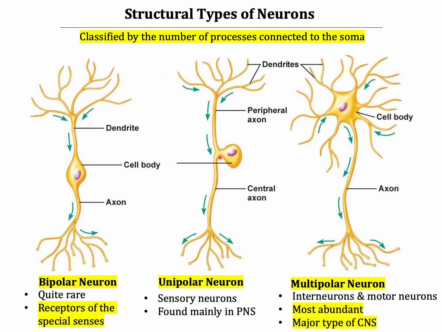Unipolar neurons, there's only one process and then it quickly branches. These make up most of our sensory neurons and are mainly found in the peripheral nervous system. And then our multipolar neurons, kind of the standard looking neuron, generalized view of one. These are the most abundant, major type of neuron of the central nervous system and make up most of the interneurons and motor neurons. So think about these highlighted points that I have here.